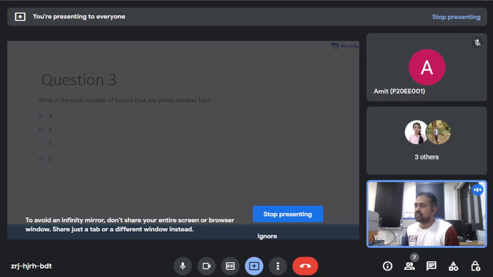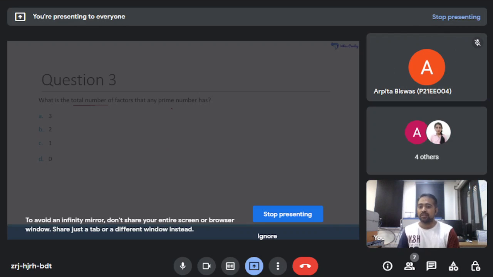Next, let's try. What is the total number of factors that any prime number has? This is a very basic question. I think all of you can answer. Arpita, can you try? Total number of factors. Do you remember the factors? So 1. Okay.